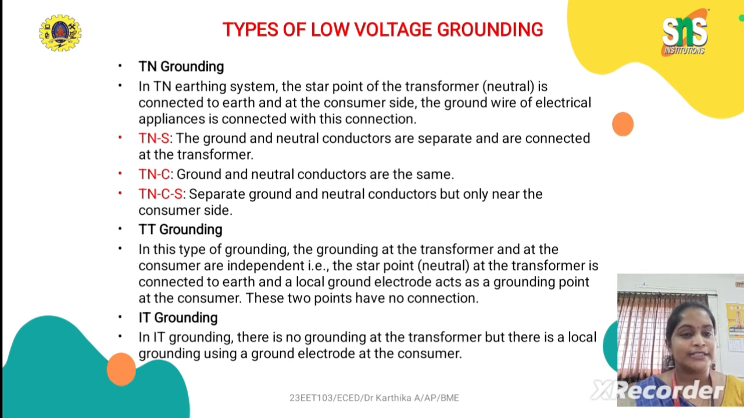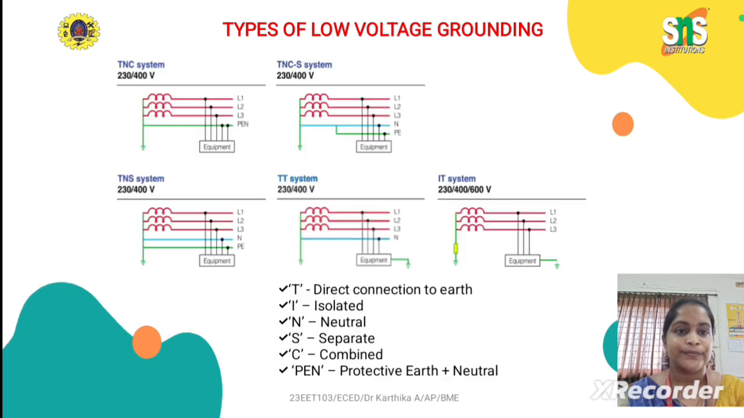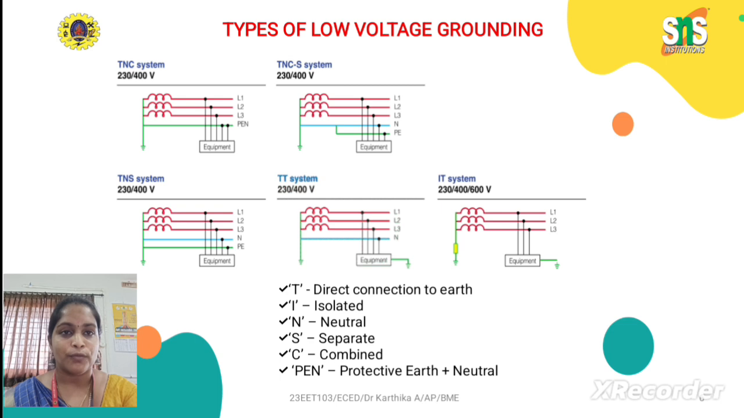TT grounding: in this type of grounding, the grounding at the transformer and at the consumer are independent. And IT grounding: there is no grounding at the transformer, but there is a local grounding using a grounding electrode at the consumer side. So typically we have TN grounding, TT grounding and IT grounding. In the TN earthing system, we have TN-S, TN-C and TN-C-S.